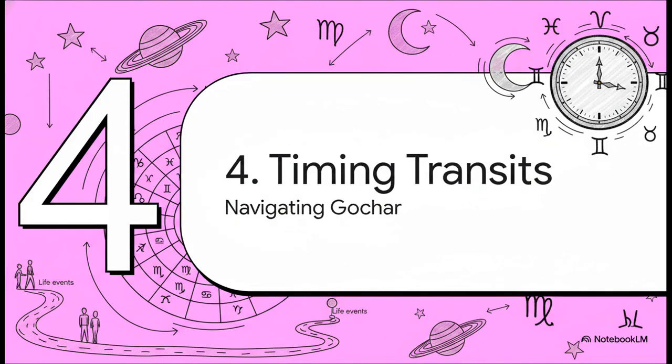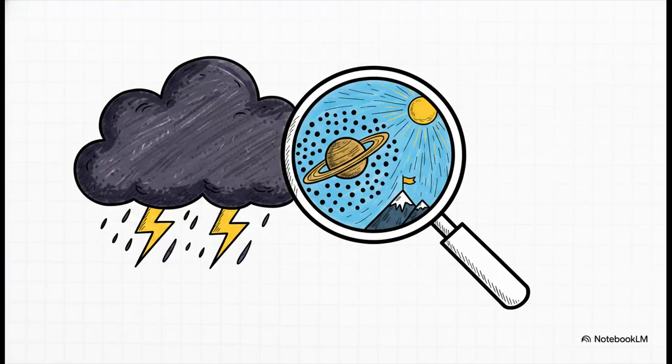All right, Section 4, Timing Transits and Gochar. Let's see how we use this for the here and now. So Saturn Sati, that 7.5-year transit over your natal moon, is usually dreaded as this era of intense suffering and bad luck. But wait, Ashtakvarga gives us a magnifying glass. If Saturn is transiting a sign where it scores more than 4 points in its own chart, that suffering is drastically curtailed. Instead of hardship, you might actually hit some massive career peaks during a time you thought was going to be miserable.